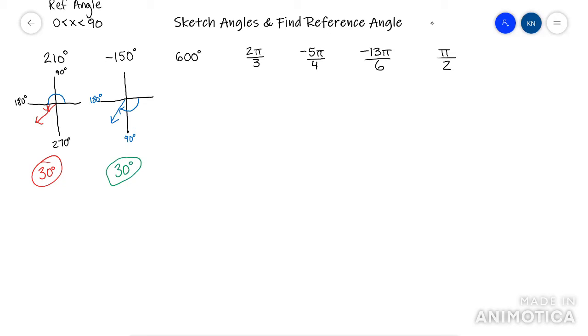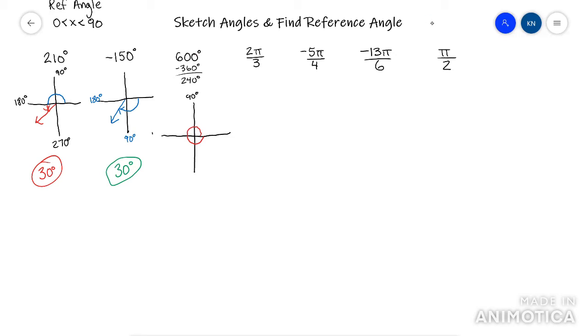All right, now look at this one, 600 degrees. The first thing you need to realize is this is going to be more than 360 degrees, which means you're going to do more than one full loop. So what I would do is find out how much more past 360 degrees it is. That would be 240 degrees. So if I had to sketch this, I'm going to do a full 360 degrees. That's this right here. And then I still need to go 240 degrees more.